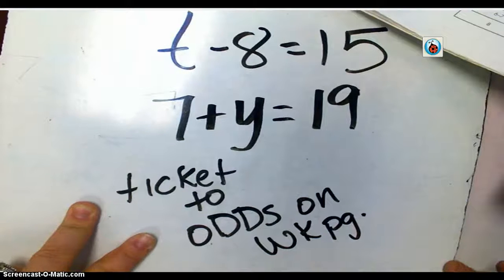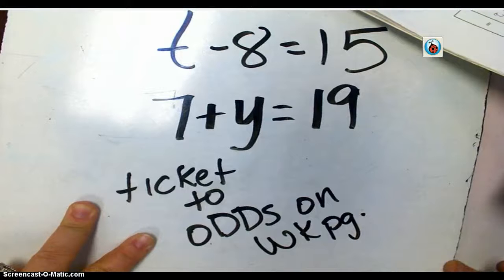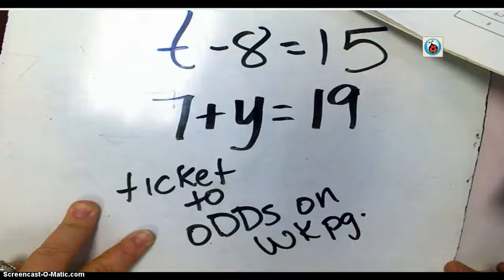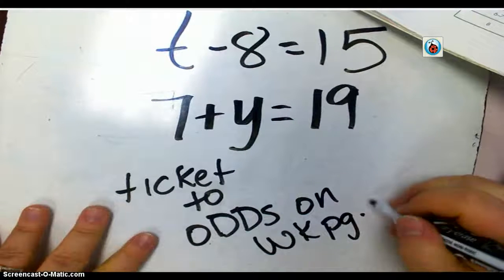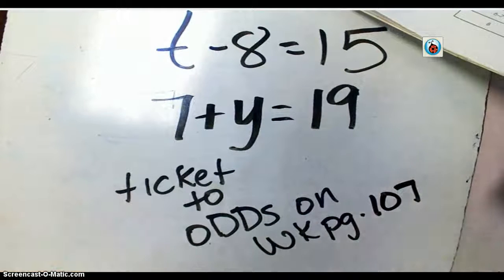Does anybody know the workbook page? No. 15-1, can you tell me, Braylon? You're doing the odds on 107. Go, Derek. Go, Hannah. Go, Paul. Go, Jeffrey.